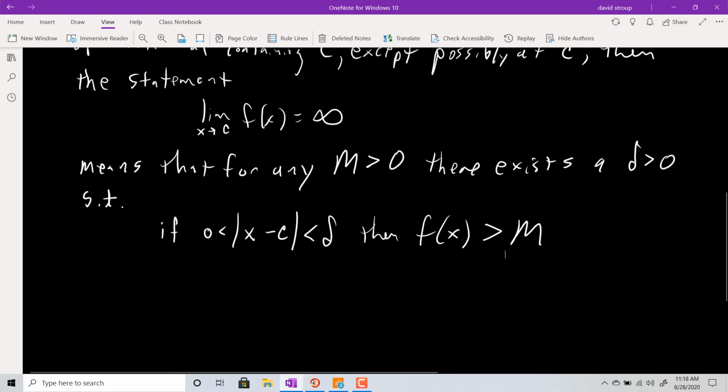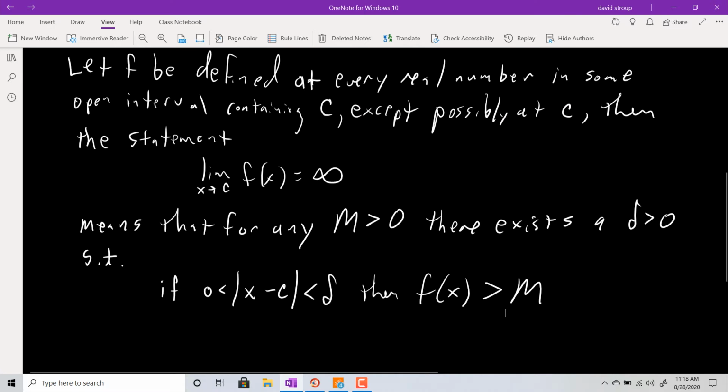Okay, and then the negative version is just, for any M less than 0, there exists a delta such that if you get close enough to C, if you're within that delta of C, then your f of x is less than the provided M value, which is less than 0. Okay.